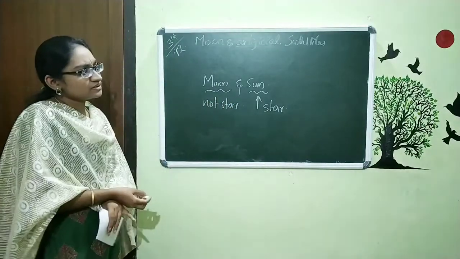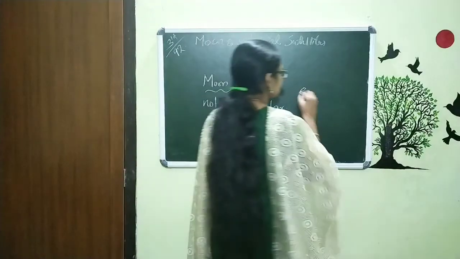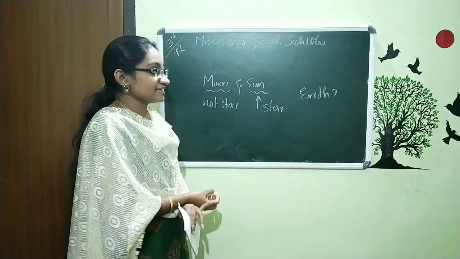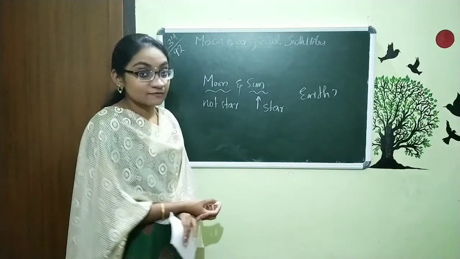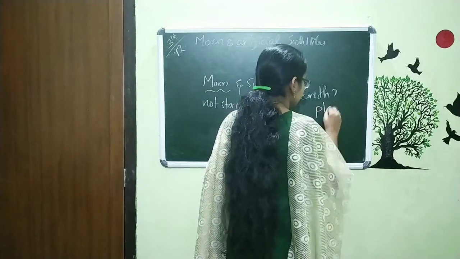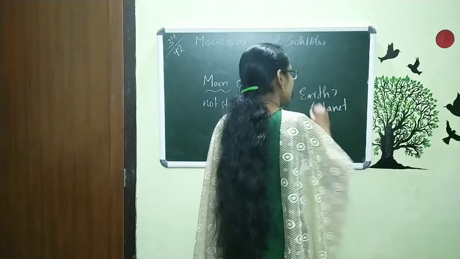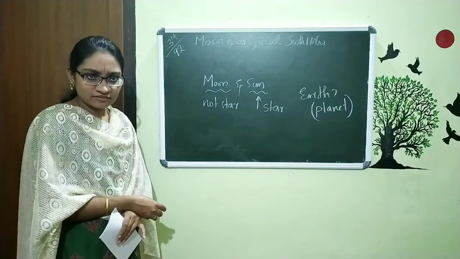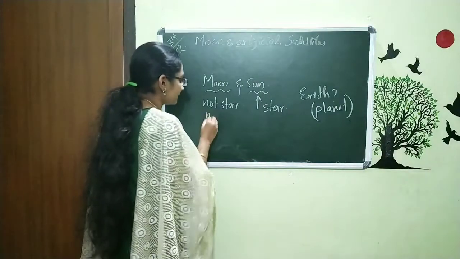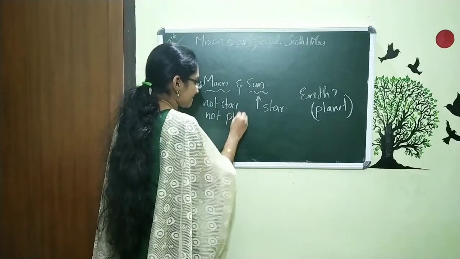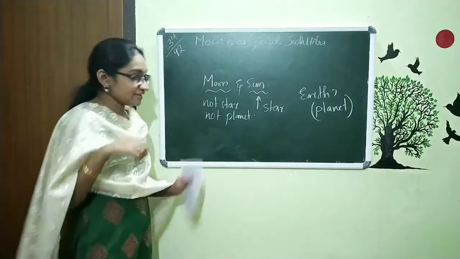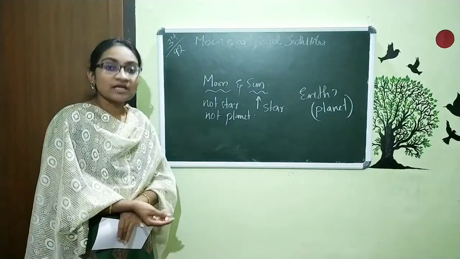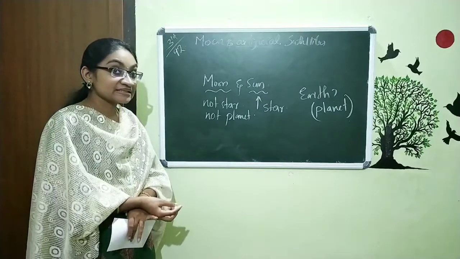And what is this earth? Is it a star? No, we can say this earth is what? It is one planet. Earth is a planet. Now the question is this: is the moon a planet? No, the moon is not a planet. We are saying that the moon is not a star, the moon is not a planet. Then what is this moon? Actually, this moon is a satellite.